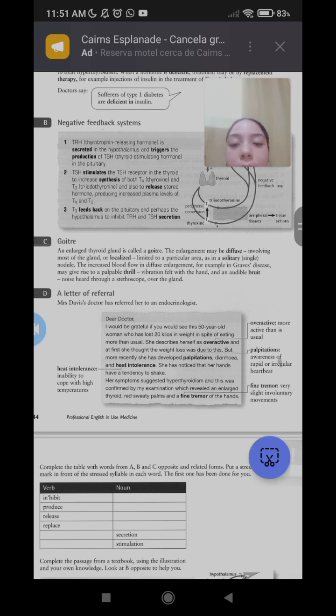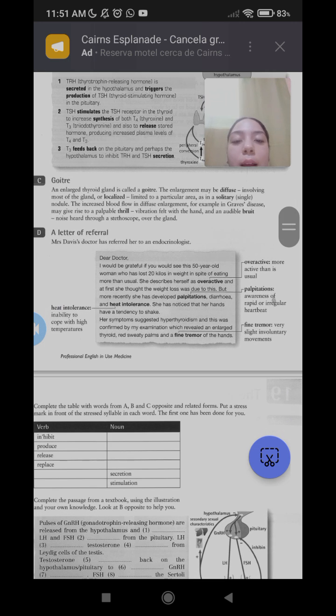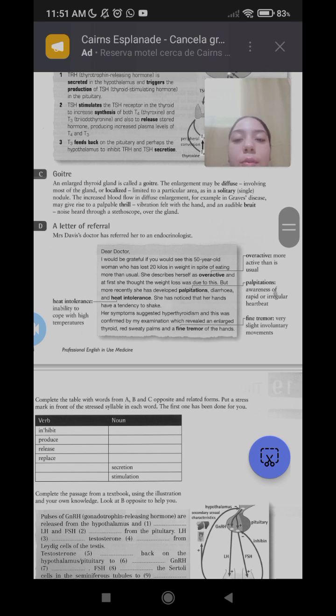Goitre. An enlarged thyroid gland is called a goitre. The enlargement may be diffuse, involving most of the gland, or localized, limited to a particular area, as in solitary nodules. The increased blood flow of diffuse enlargements, for example in Graves' disease, may give rise to a palpable thrill, a vibration felt with the hand, and an audible bruit, a blowing noise heard when a stethoscope is placed over the gland.